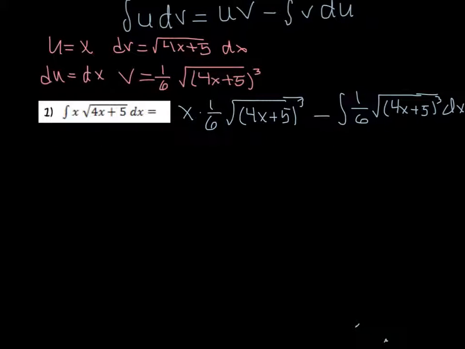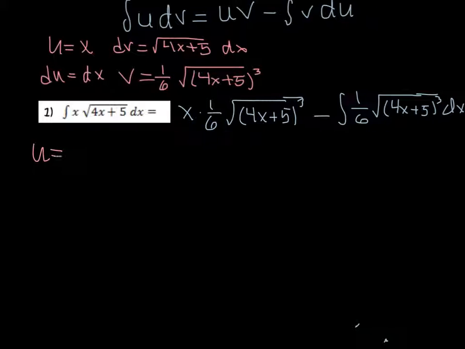We have here all the elements. We have the formula, we have u, differential of v, du, and the function v that we obtained previously. And I have done the substitution, so look at this. u times v, it's x times 1/6 times the square root of 4x plus 5 cubed, minus the integral of v times differential of x. Now we need to find the integral of this.